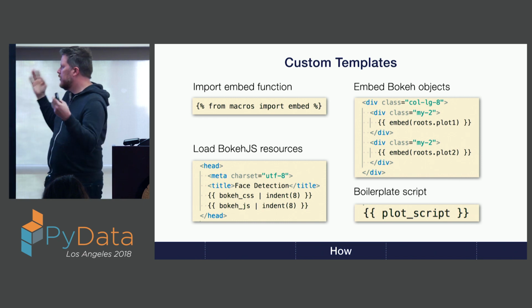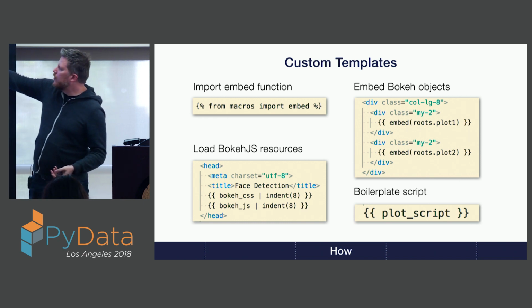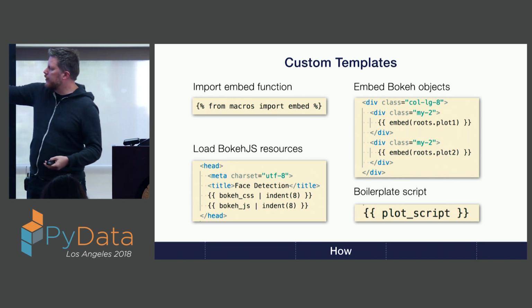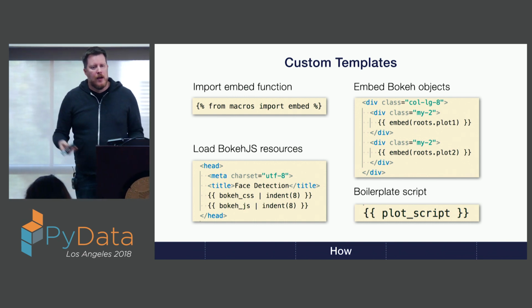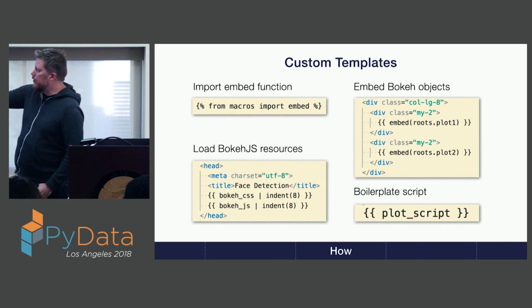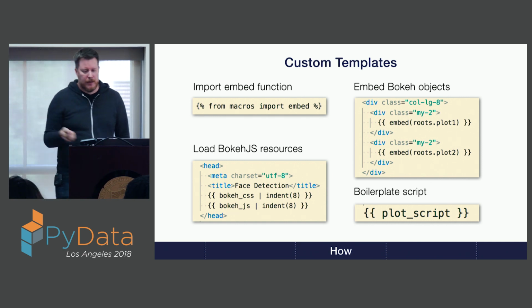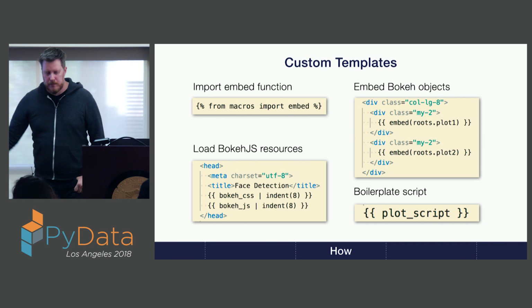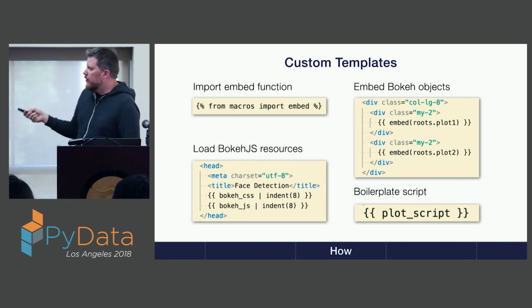You've got some reactive Bootstrap layout here, and inside this div you want to embed plot 1, and inside some other div you want to embed plot 2. This is the syntax you use to do it. You can give a name to each of these plots, and then you just refer to them by name in the template, and it will put the right thing there. And then there's some boilerplate at the bottom. So that's sort of the roadmap to using that.